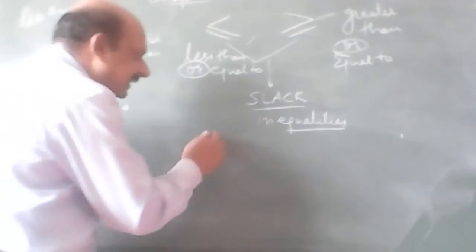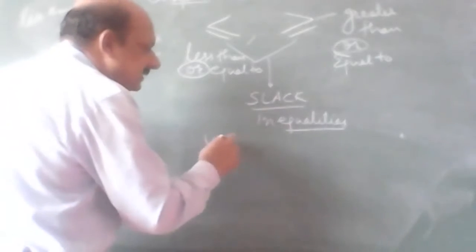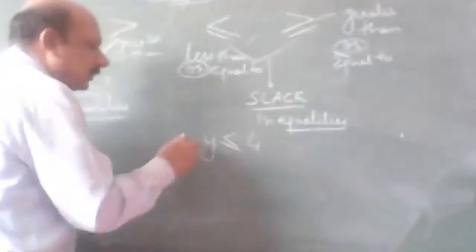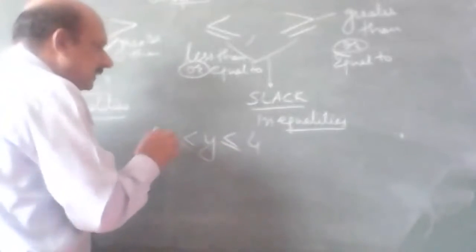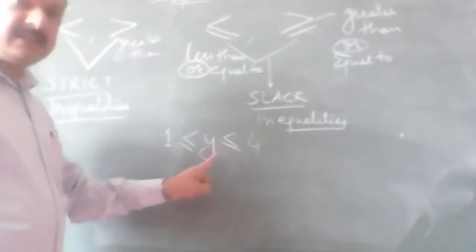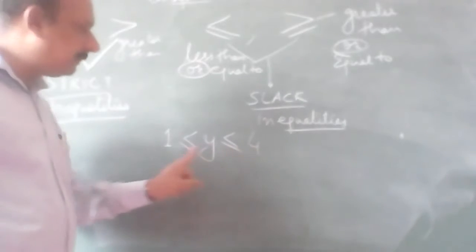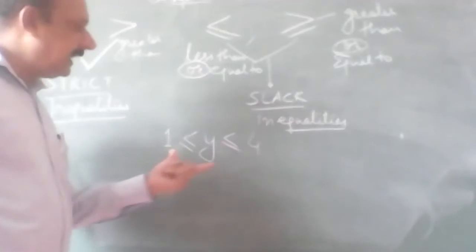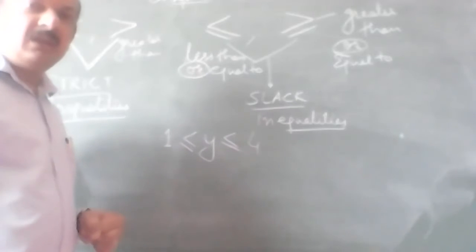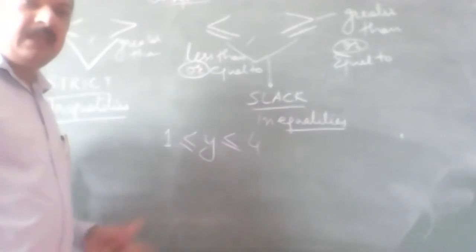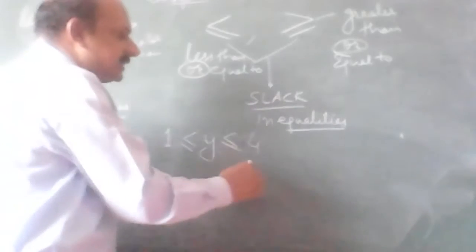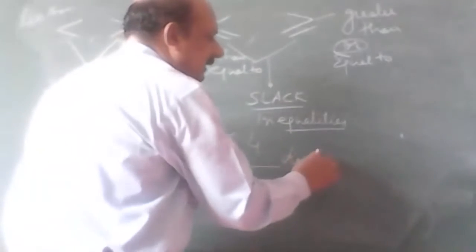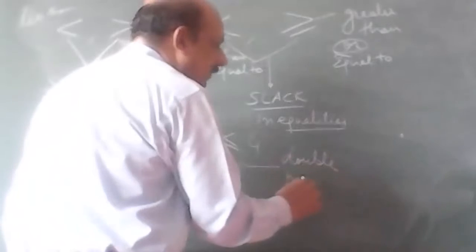Now, another added version of this. For example, we say 5 is greater than or equal to 4. Y is less than or equal to 4 but greater than or equal to 1. It means y lies between 1 and 4. These type of inequalities, when two conditions are attached, they are called double inequalities.